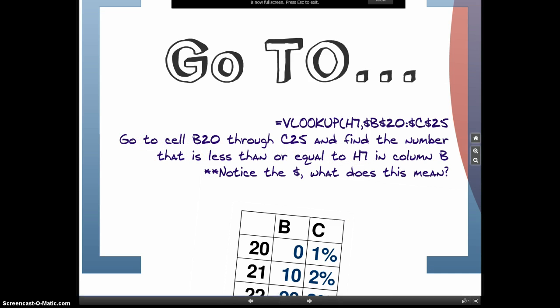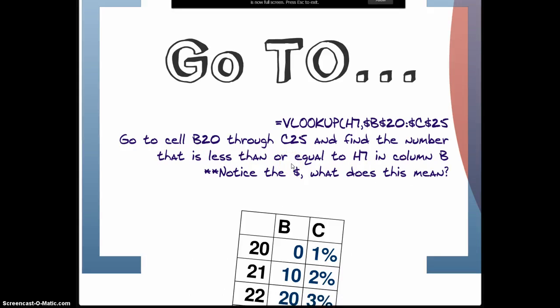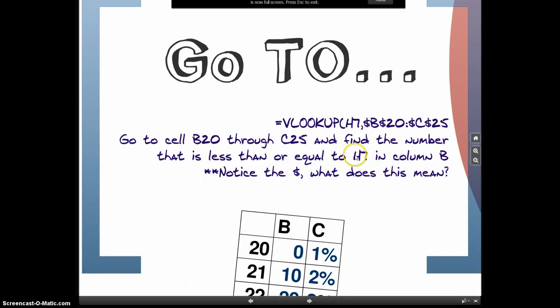and find the number that is less than or equal to H7 in column B. This part right here, that is less than or equal to H7, the less than or equal to is always the same. We are always looking for the number that is less than or equal to the number that appears in the first cell that we asked for. Again, notice the dollar signs.